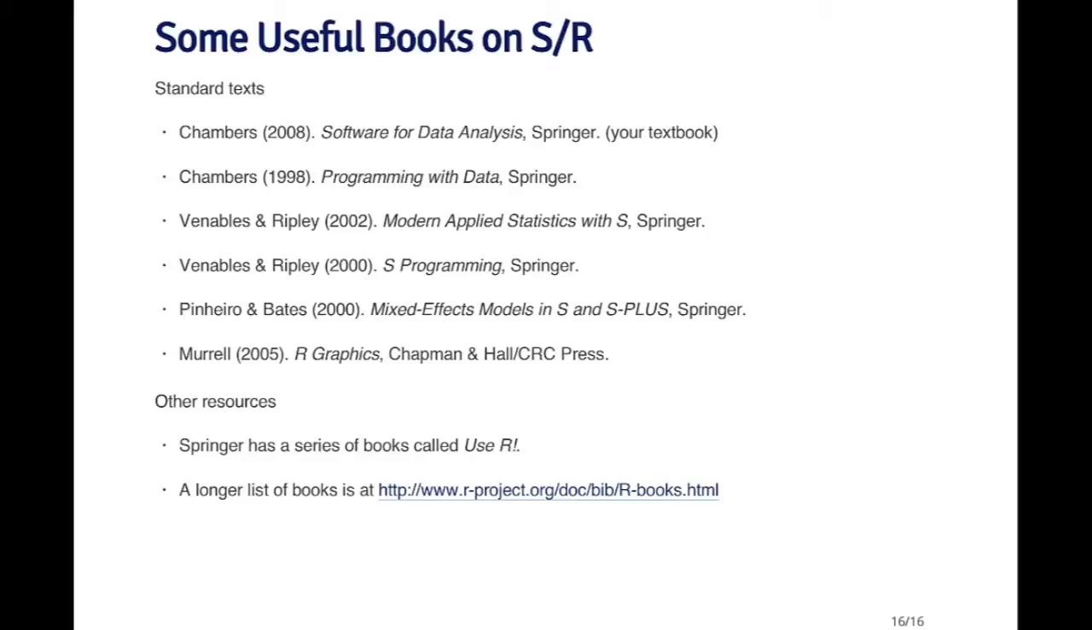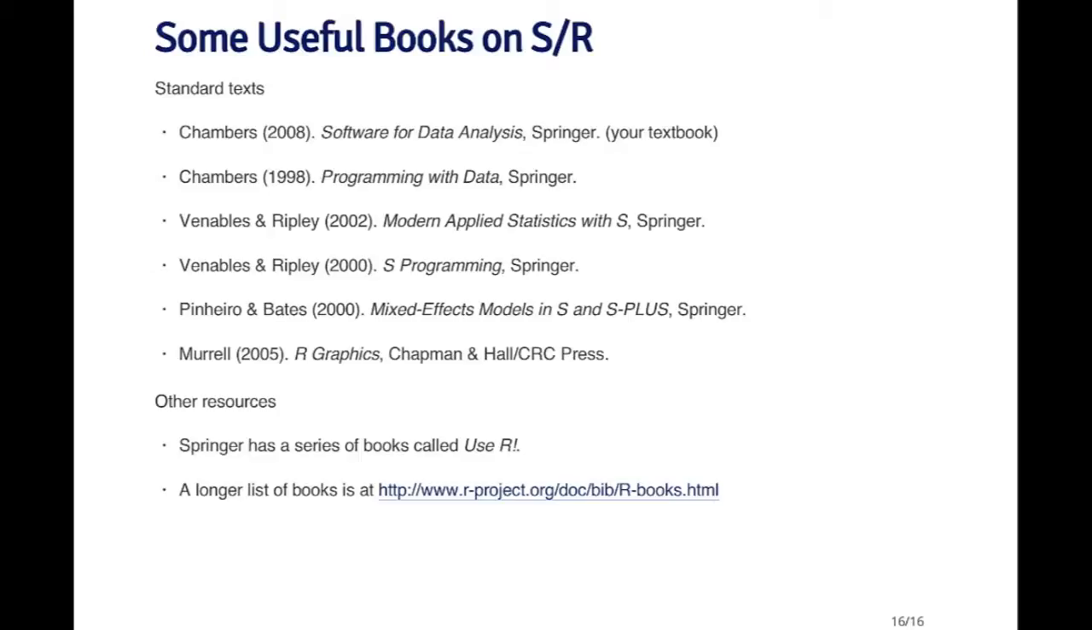So I'm just going to end here with a couple of texts that are standard or classic texts in this area. Of course, the books by John Chambers, Software for Data Analysis and Programming with Data, both published by Springer. And then there's two books by Bill Venables and Brian Ripley. One is called Modern Applied Statistics with S, and another one's called S Programming. Although they talk about S in the title, these books are both very relevant for R programming too. There's a book by Pinheiro and Bates, which is Mixed Effects Models in S and S-PLUS. That's also quite useful for R programmers too. And finally, Paul Murrell, who designed the R graphics system, has written a book called R Graphics, and actually it's currently in its second edition right now.